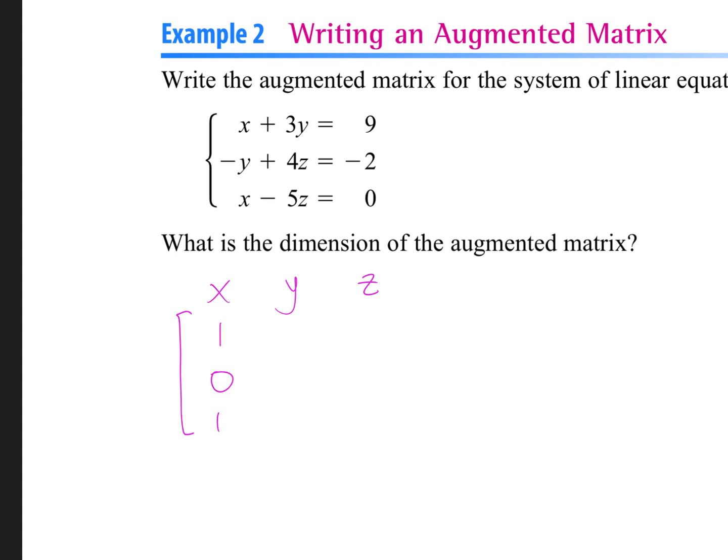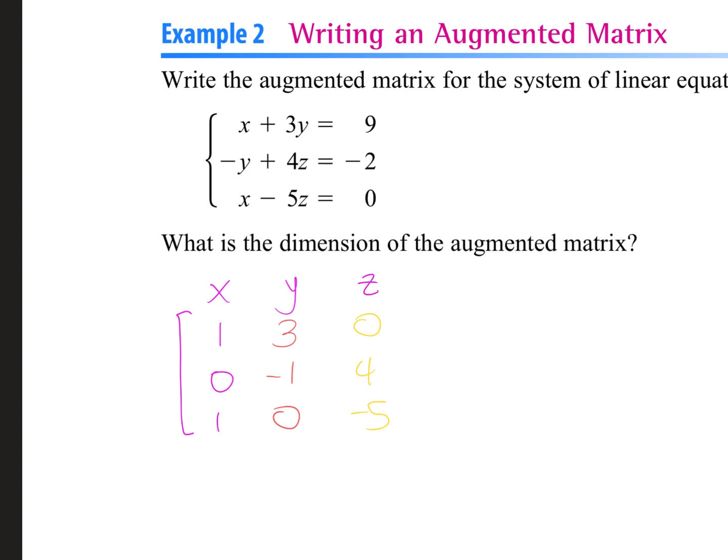And then in the third, what is it? 1. Okay, great. So now let's look at y's. In the first equation, what's the coefficient of y? 3. What about in the second one? -1. Good. And then what about the third one? 0, right? There's no y. And then what about z's? First equation, is there a z? 0, then what? 4, then what?